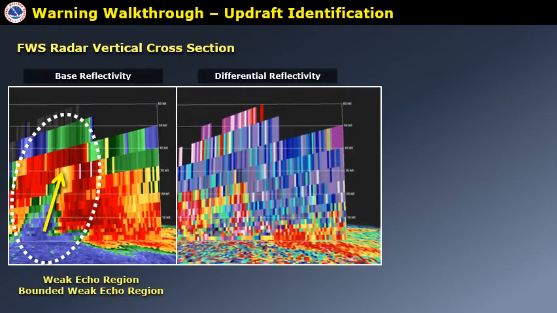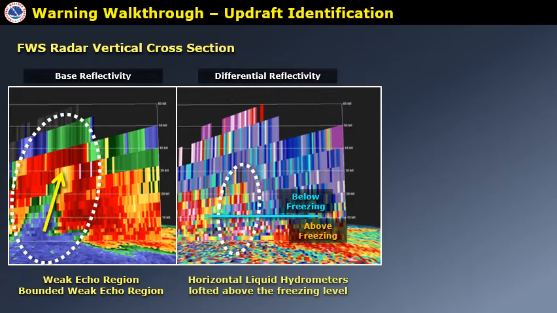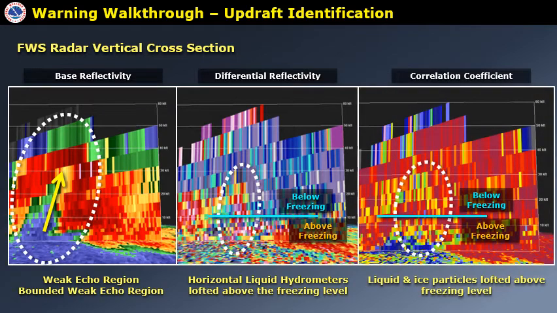Greater differential reflectivity values above the freezing level, as annotated here, can be observed, again, also a hallmark of a strong updraft. Recall that we call this area of enhanced differential reflectivity values above the freezing level the ZDR column. If we take a look at our correlation coefficient, or CC, these depressed values above the freezing level indicate a mix of hydrometeors, likely supercooled water drops, as well as ice. So we know that our strong thunderstorm updraft has the potential to produce some hail.